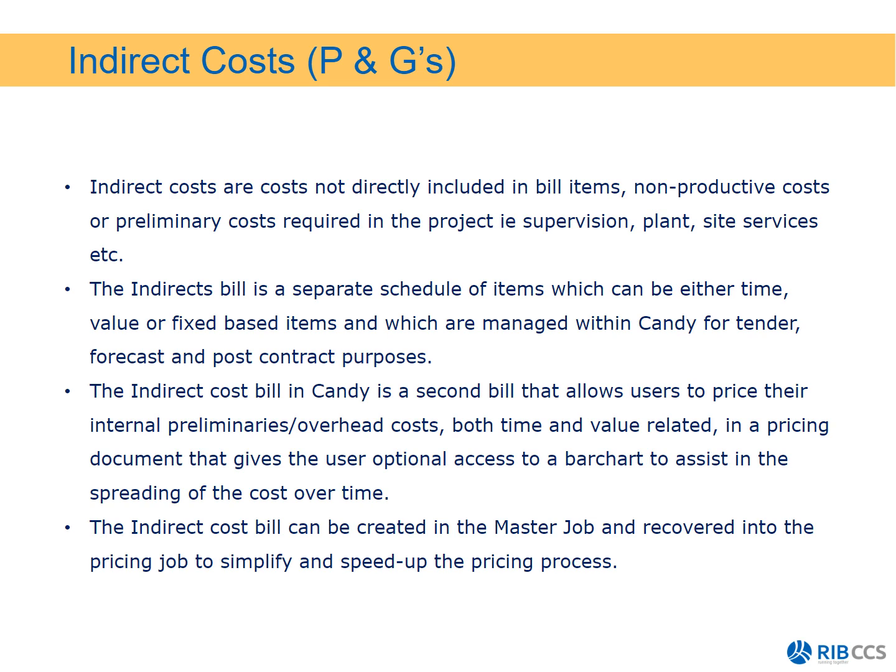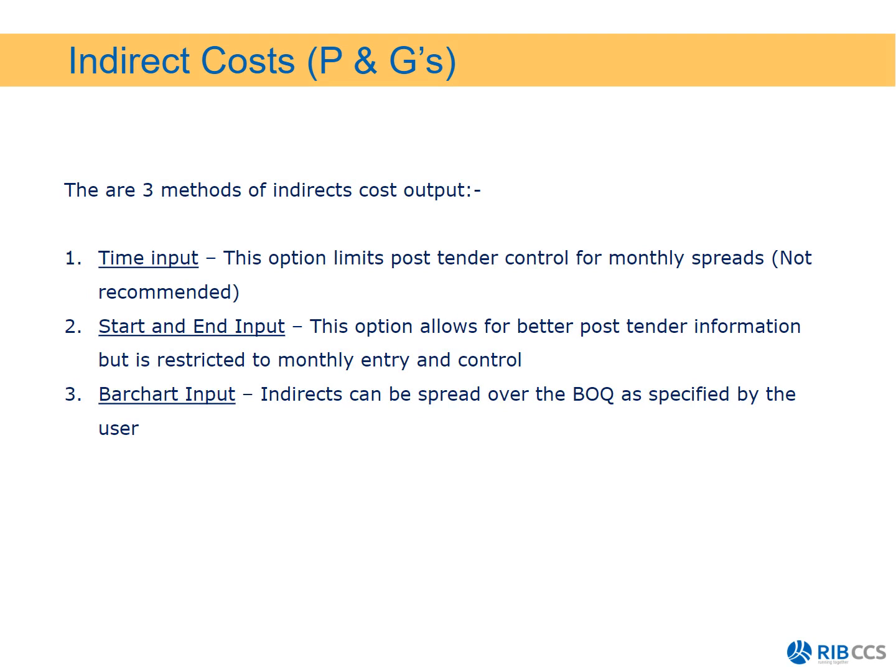The indirect costs in Candy is a second bill that allows users to price the internal preliminaries, overhead costs, both time and value related, in a pricing document that gives the user optional access to bar charts to assist the spreading of costs over time. The indirect costs can be created in the master job and recovered into the pricing job to simplify and speed up the pricing process. When it comes to allocating or pricing your indirects, there are three different methods.